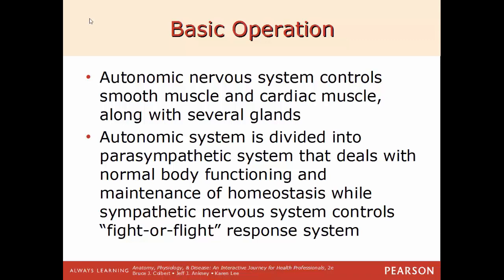The autonomic nervous system is further divided into two divisions, and they have exactly opposite effects of one another: the sympathetic and parasympathetic. The parasympathetic division is what will maintain your normal body functions and the maintenance of homeostasis. And the sympathetic nervous system is what's called the fight or flight response system. Whenever you're in an emergency situation, the sympathetic division will take over. But your normal day-to-day living is controlled and monitored by the parasympathetic system.